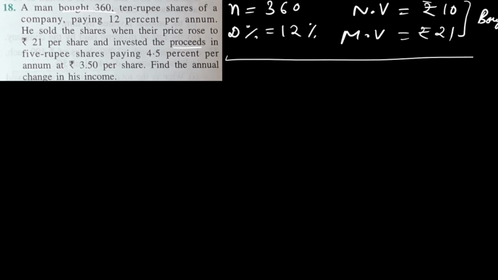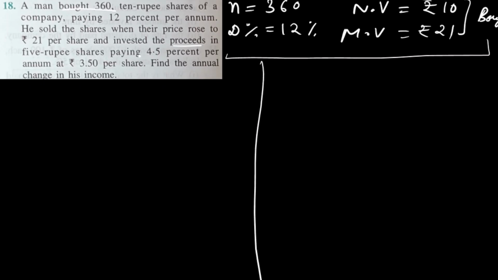So here selling is happening. Invested means again he purchased, right? So what he did now, invested the proceeds, whatever investment is there. First of all, you can find investment. What is the formula of investment? Number of shares into market value.